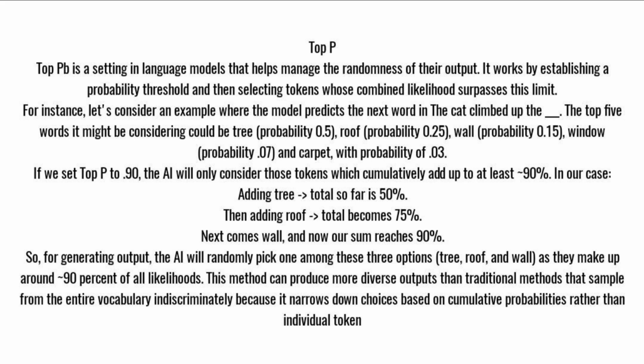If we set top P to 0.90, the AI will only consider those tokens which cumulatively add up to at least 90%. In our case, adding tree, the total so far is 50%. Then adding roof, the total becomes 75%. Next comes wall, and now our sum reaches 90%. So, for generating output, the AI will randomly pick one among these 3 options, tree, roof, and wall, as they make up around 90% of all likelihoods. This method can produce more diverse outputs than traditional methods that sample from the entire vocabulary indiscriminately because it narrows down choices based on cumulative probabilities rather than individual tokens.